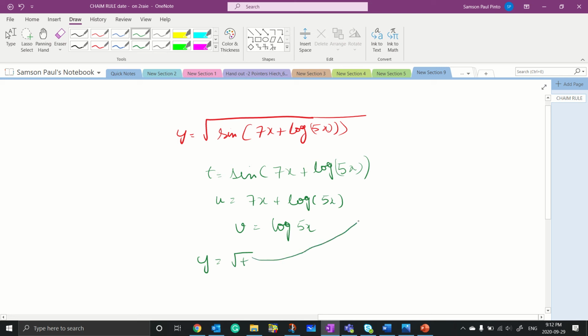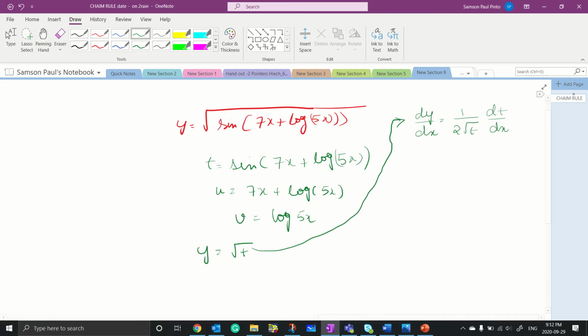So first we start with y is equal to root t. Okay, and I will transfer this here so that you are in par with me. So dy by dx is equal to 1 by 2 root t into dt by dx. Now I have to find out dt by dx. For that I will differentiate this term here, but before differentiating that term I have to differentiate this term, and before differentiating that term I have to differentiate this term.